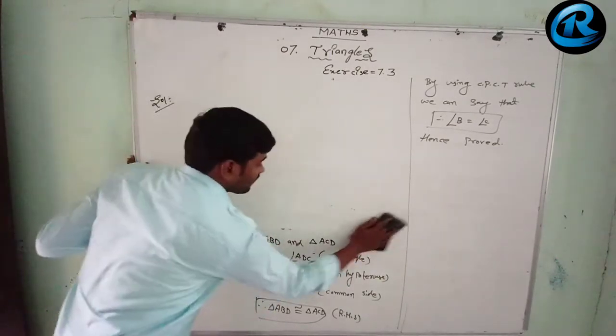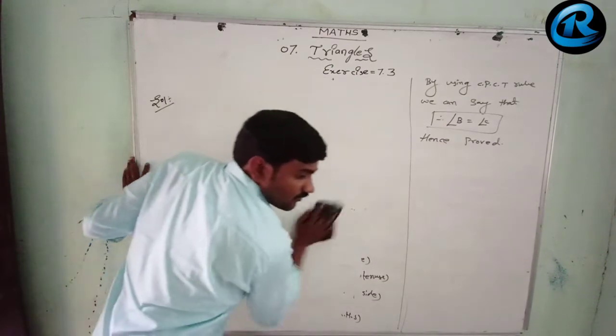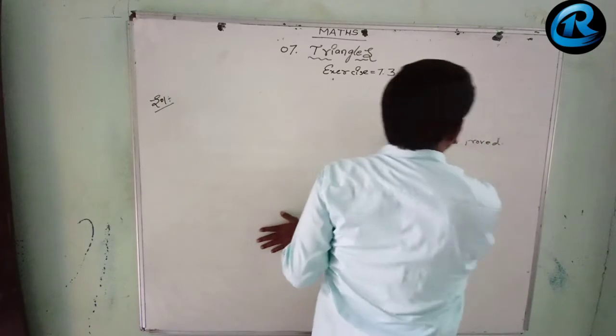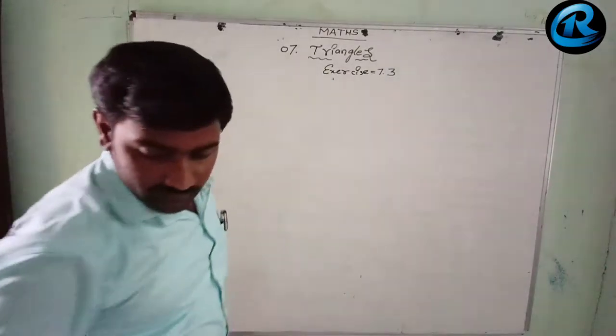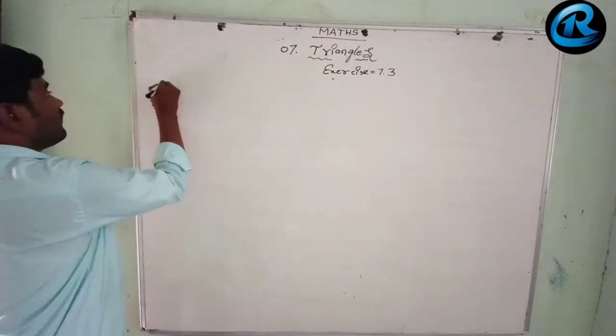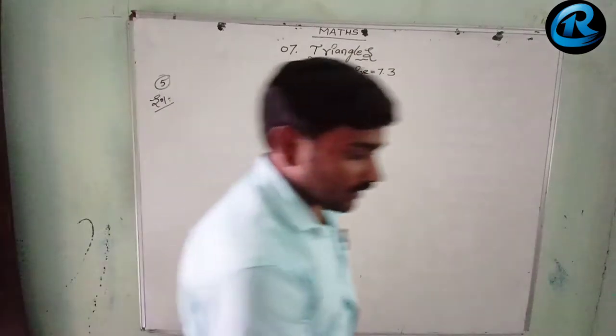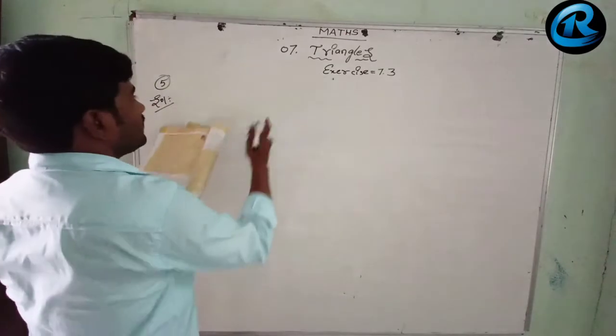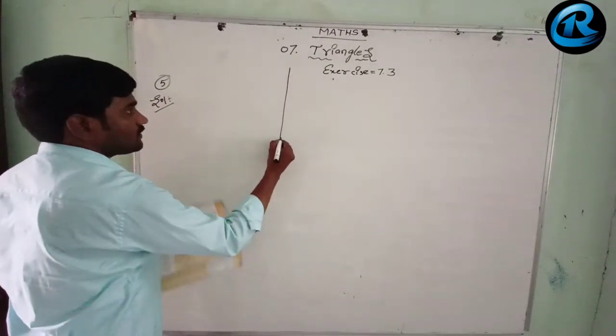Now we have to complete the fifth one, then we go for the seventh one. Fifth and seventh, only two problems are left. Let us go for that. Question number 5. So in triangle ABC, let me draw the diagram first.